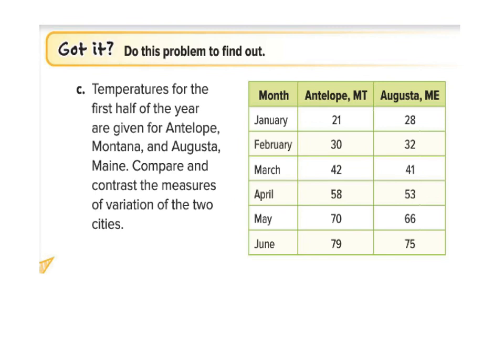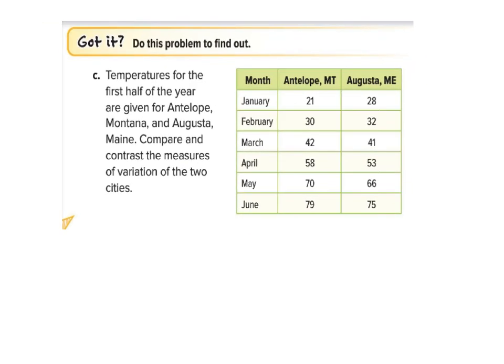Okay, let's try this ourselves. We're going to do Got It letter C. This is on the top of page 832. I want you to do this one with me. We're going to compare these two cities and their average temperatures for these months, okay? So let's do Antelope, Montana first. Here it is. Antelope is an interesting name.